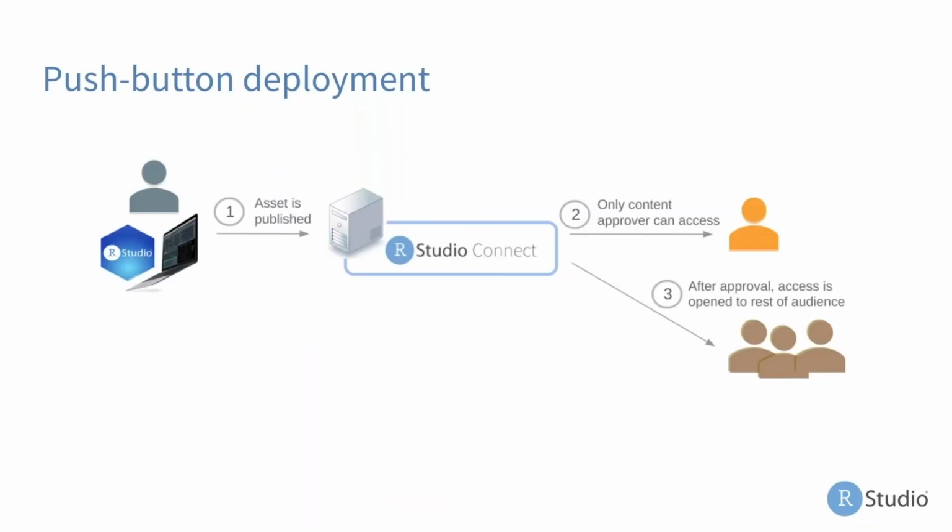The first option would be just push button deployment, which is the default. So within the IDE, you can actually click this little blue button and it will publish things onto Connect. At that point, you could still restrict access. So maybe you want to push it out, play around with it on Connect, and only you can access it at this point. And then after the fact, you could say, okay, well, this is running well. I'll allow access to the rest of our audience and open it up to the rest of the group to use the data product.